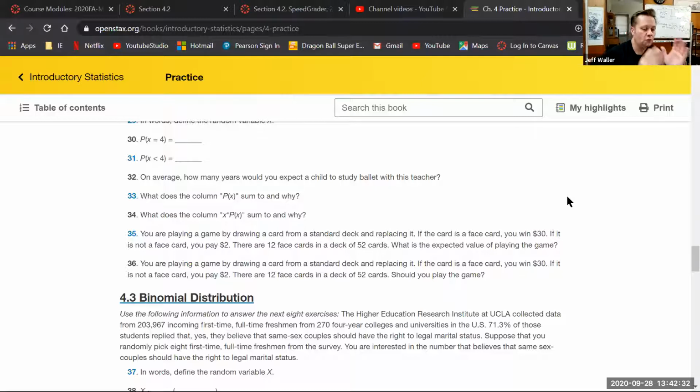And then if you win, can you give me a probability of that? And you put that right next to the X. If you lose, can you give me a probability of that? So it's sort of like this.